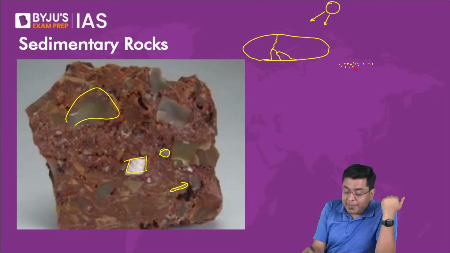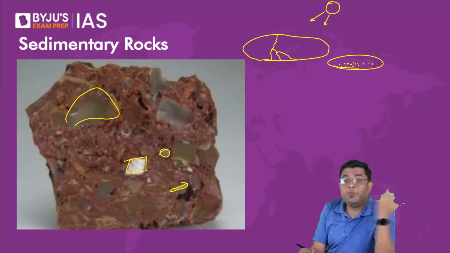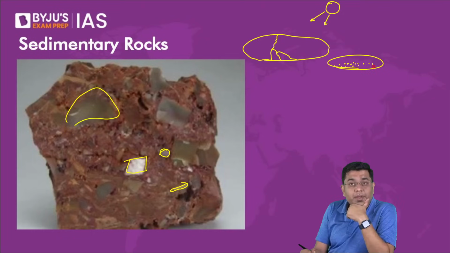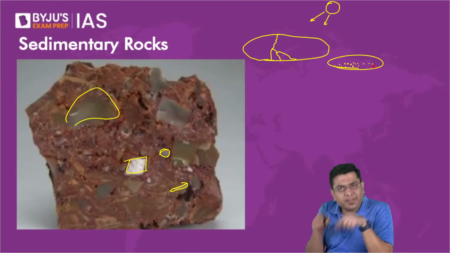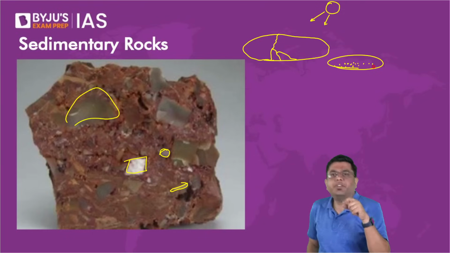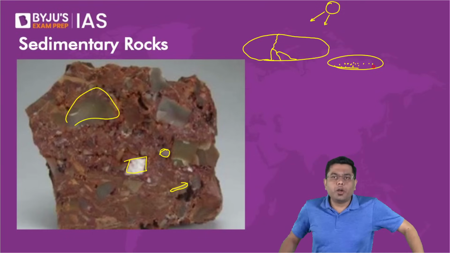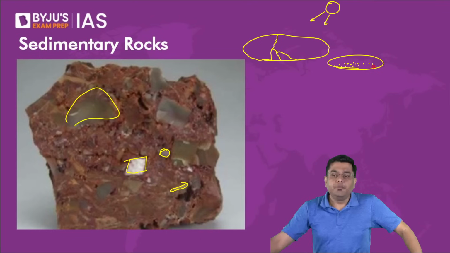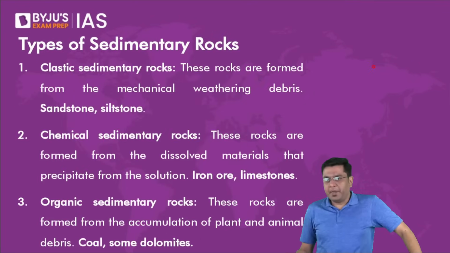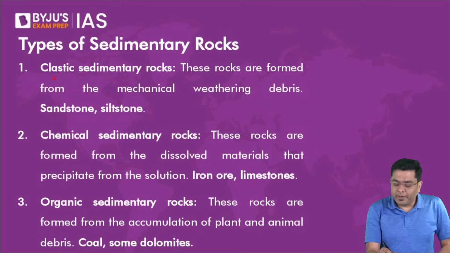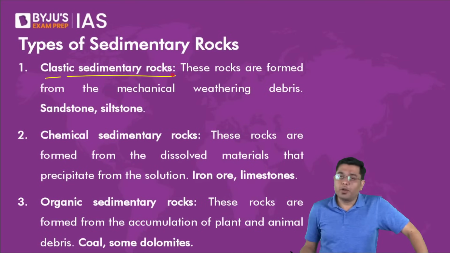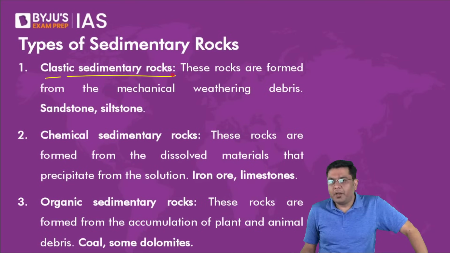Eventually, these deposits might solidify to form another rock altogether, isn't it? That will be called a sedimentary rock because it has been created due to the deposits. So, when we talk about the types of sedimentary rock, you have three types. One is the clastic sedimentary rock. What is a clastic sedimentary rock?